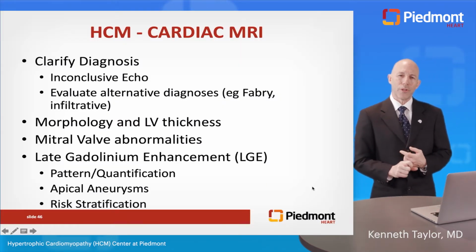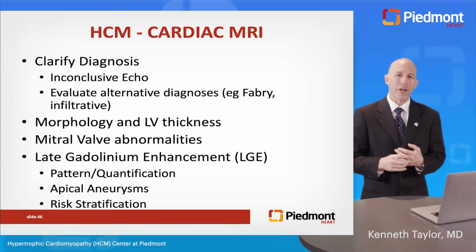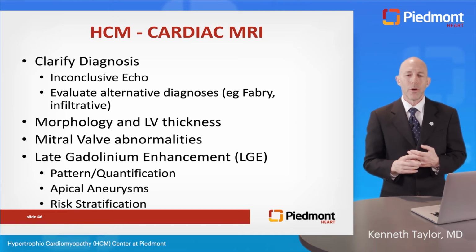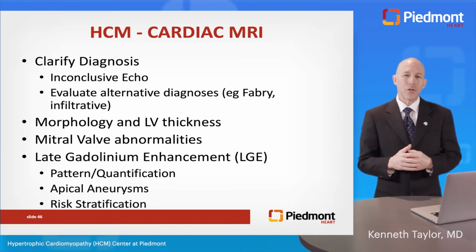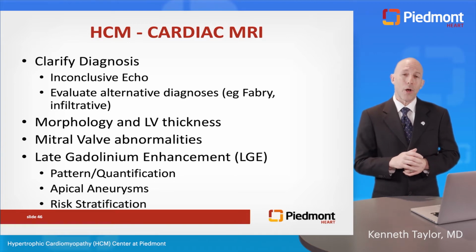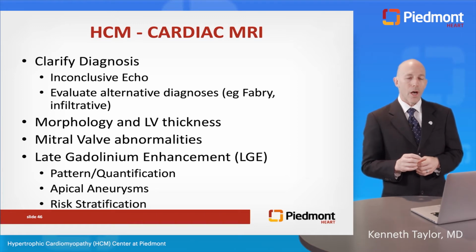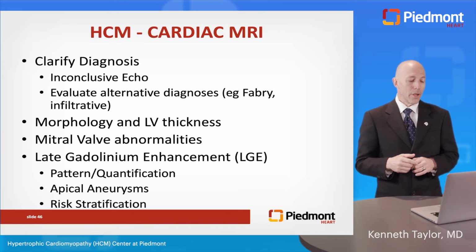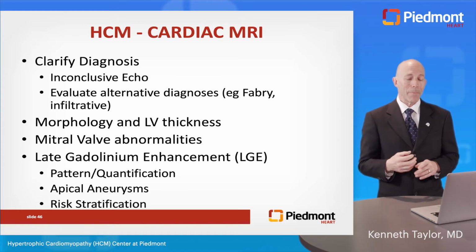So we've talked a bit about echo, which is really the primary first-line evaluation of patients with hypertrophic cardiomyopathy. We are now using a lot of MRI. MRI is very useful, giving us a lot of information on the morphology and the pathology associated with this disorder. It can be used if you have an echo that's inconclusive. It can help with alternative diagnoses such as Fabry's disease or infiltrative cardiomyopathies. It gives us information on morphology, the particular type, how thick the heart is, whether there are associated mitral valve abnormalities, and specifically it gives us information on something called late gadolinium enhancement, which is essentially scarring of the heart, and as we'll see in a moment, has impacts on outcomes.